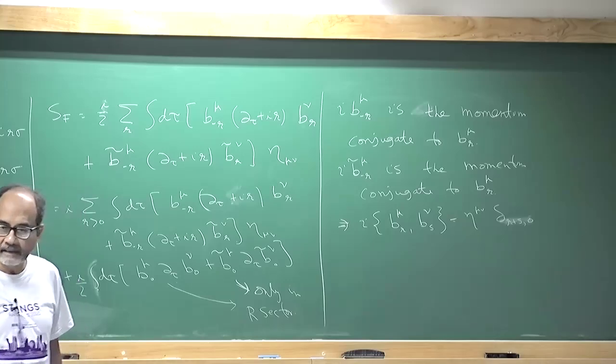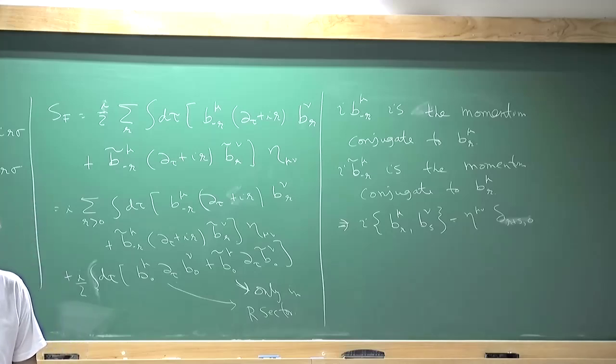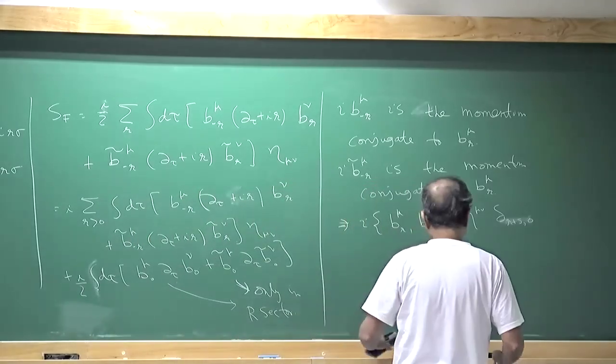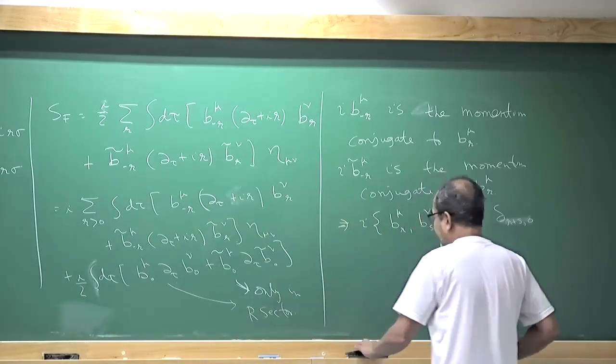Pardon? XP commutator. XP commutator. Right? Yeah, so there is an I, sorry, there is an I, yeah, thank you. Yeah, so I will cancel.